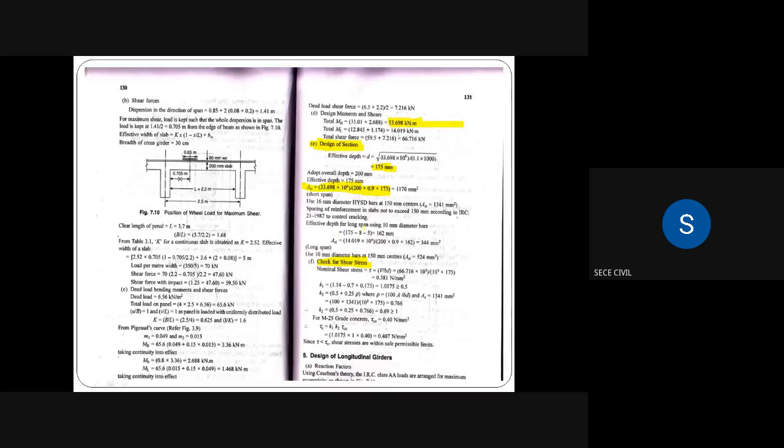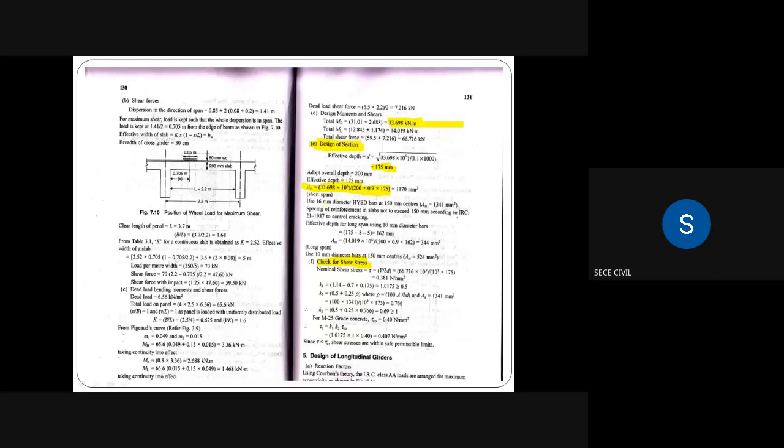Then effective depth for a long span. First we calculated for a short span, and for long span we are providing 10 mm dia bars. So effective depth is 175. From that we are minusing 8 mm, because we are providing 16 mm dia bars for the short span.